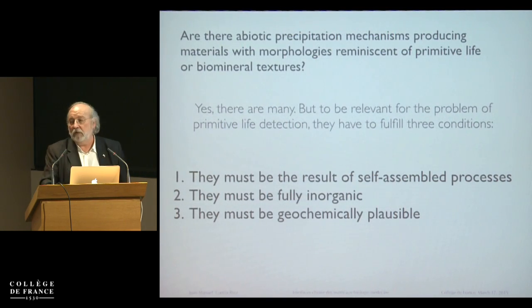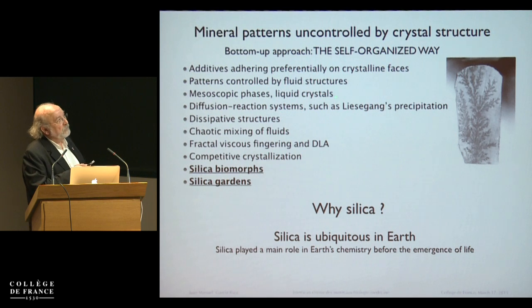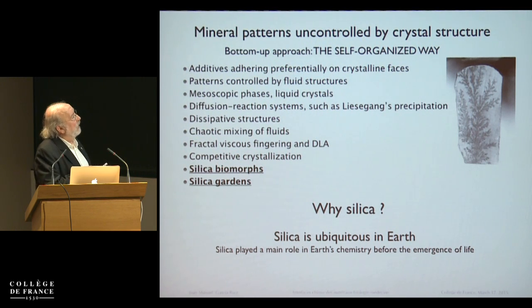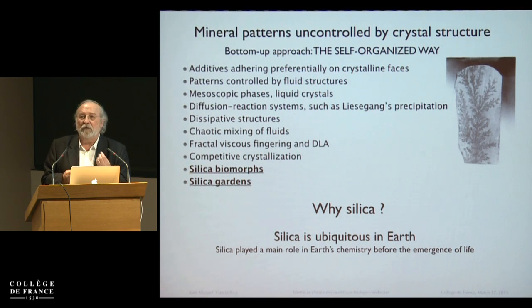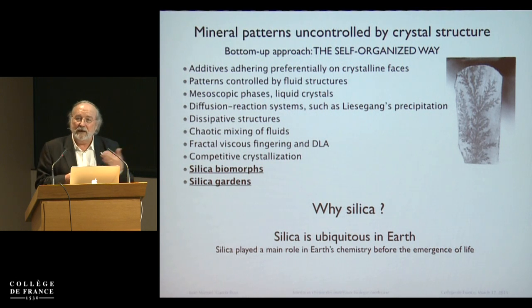And then the third one is that it must be geochemically plausible, because there are many different ways that I told you. There are ways to do it, such as patterns controlled by fluid structure. You can make fractal structures with complex morphology. You can use mesoscopic phases, liquid crystals, as we showed this morning. We had a beautiful talk about this. Then you can use diffusion-reaction systems such as leaching and precipitation. There are many ways to do it. But in order to apply this to detect life, we need to have something that is geochemically plausible. We cannot expect that something which is not geochemically plausible will be able to make a structure that we can use as an alternative for life detection.